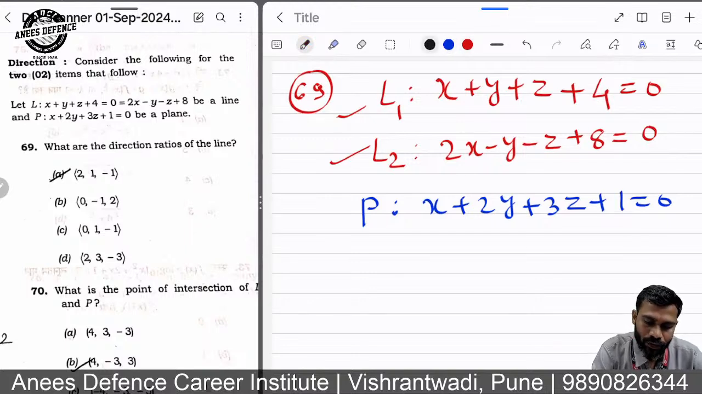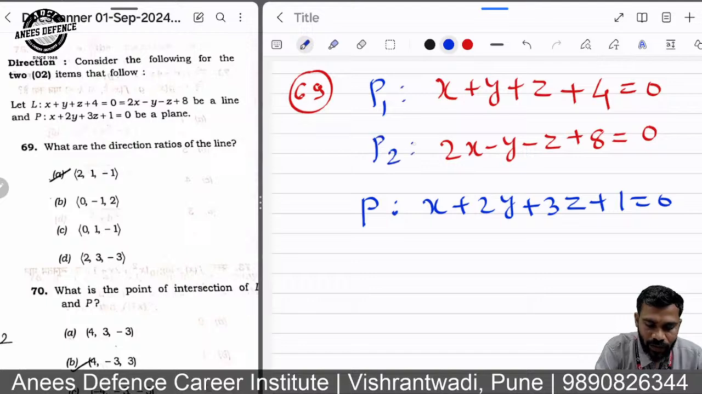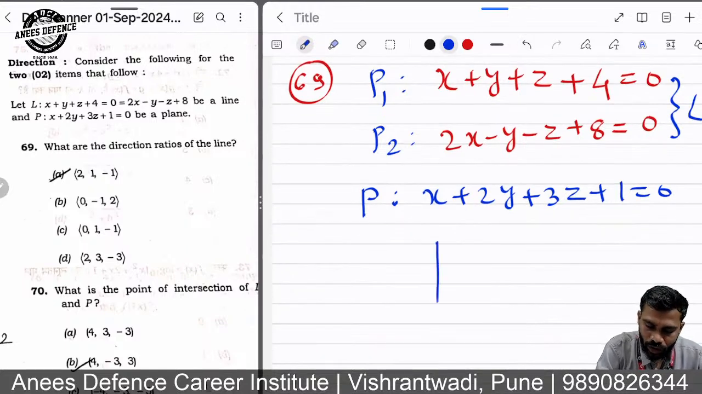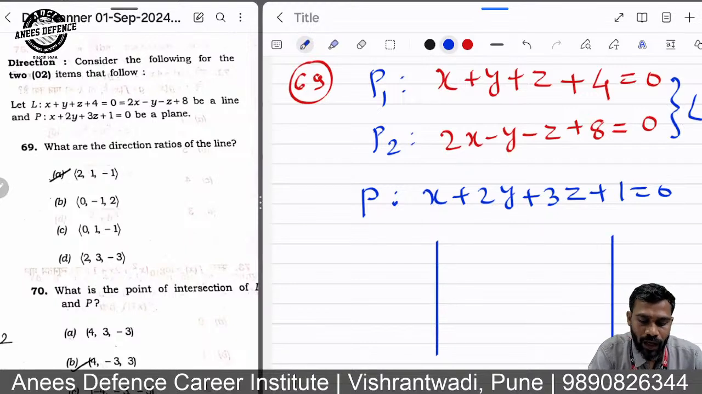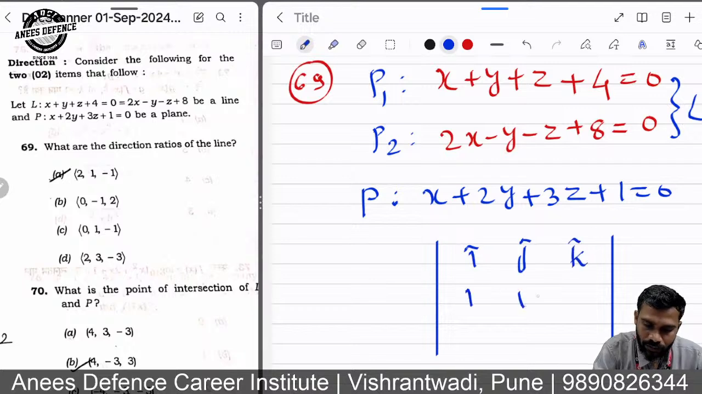So very easy. What we have to do again? Cross product of the combined equation of this line. Of course, this is P1 and P2, and the line of intersection of P1 and P2 will be the line L they have given, right? So again, we have to find the cross product in order to find the direction ratios of the line of intersection of both these planes. So again, I need to write i, j and k. So we have got 1, 1, 1 and 2, minus 1, minus 1, right?